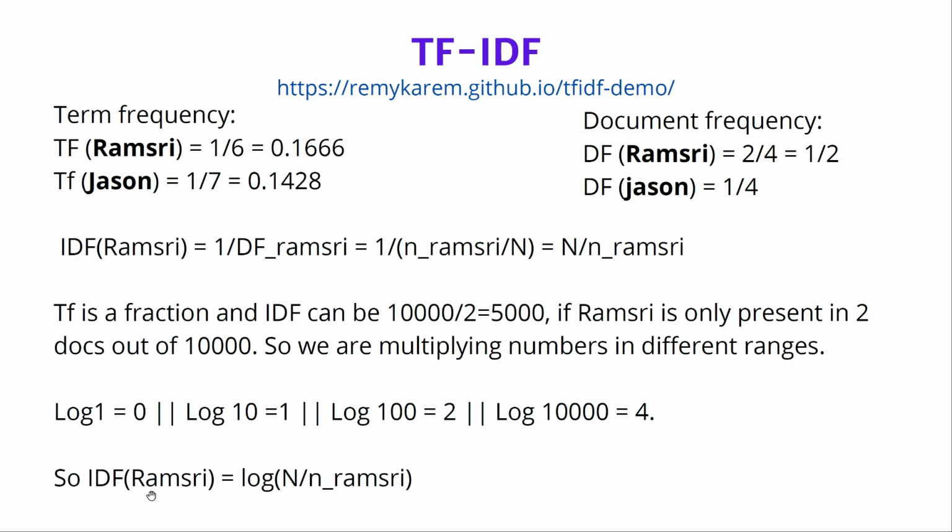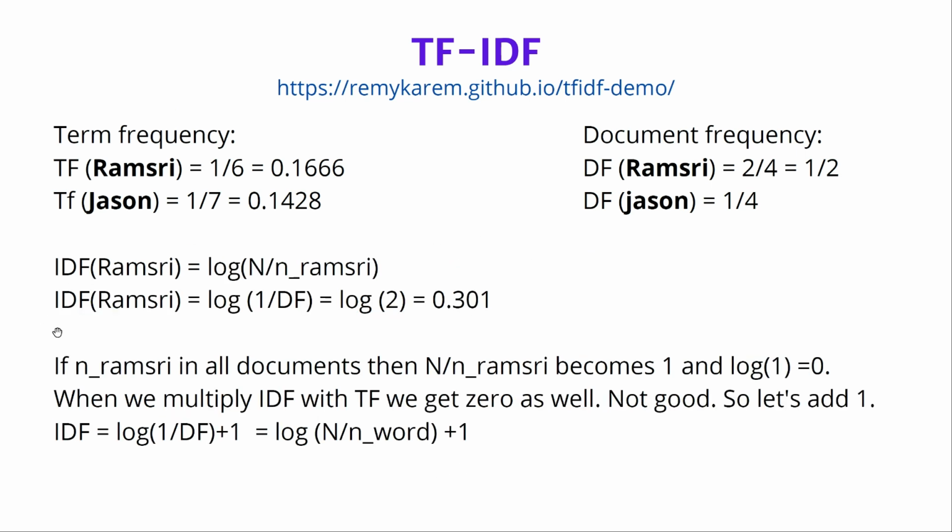So we will modify the formula of inverse document frequency as log of total number of documents by number of documents in which the word comes. So in this case, inverse document frequency of Ramsri is simply log of 2, as I mentioned, that is 0.301. Now you know that term frequency and inverse document frequency of Ramsri are in the comparable range, and you can multiply them and get TF-IDF.